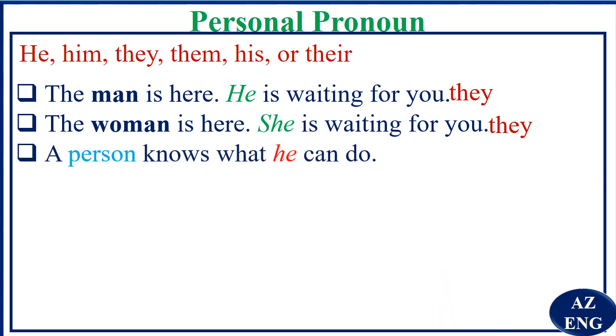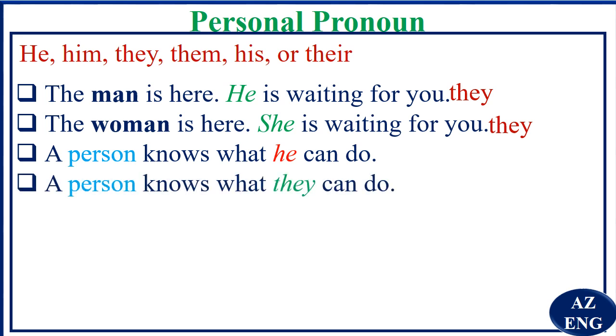A person knows what he can do. Don't use it like this. Don't use he here, since you know a person can be a male or a female. Use: a person knows what they can do. They can do. So a male or a female.